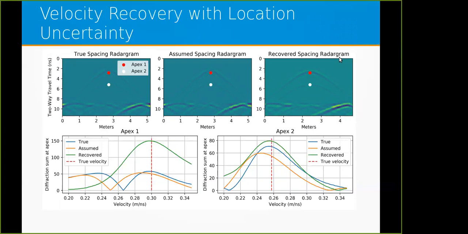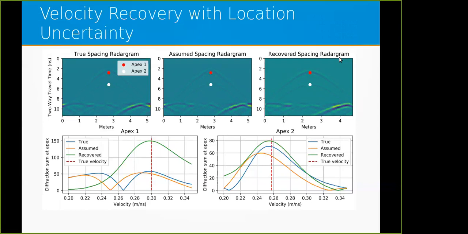So I've then randomly subsampled that true spacing radargram and then assumed a uniform spacing to generate the assumed spacing radargram. This again simulates that error in our horizontal location. Then I've applied our trace spacing recovery algorithm using that upper diffraction, because we know the overburden velocity is that of air, to produce the radargram on the right. And we see much smoother diffractions. And the lower two plots show the semblance curves calculated at those apex locations.